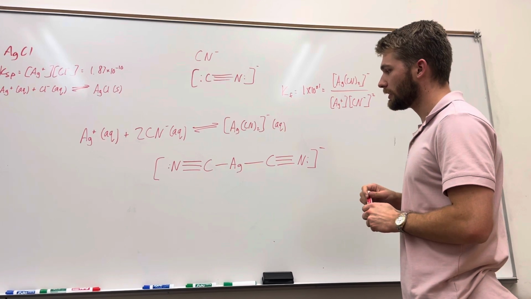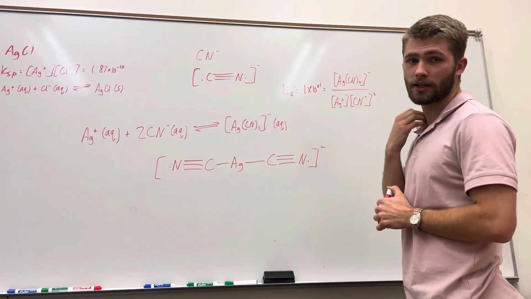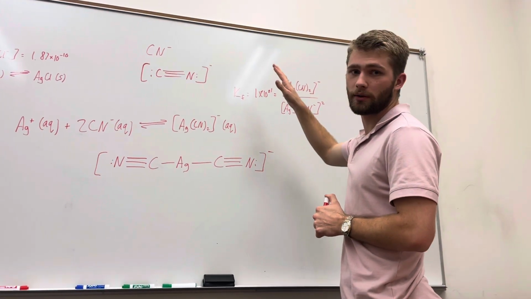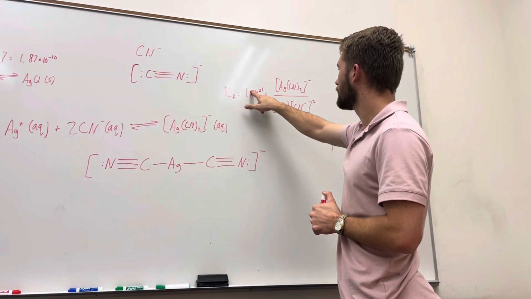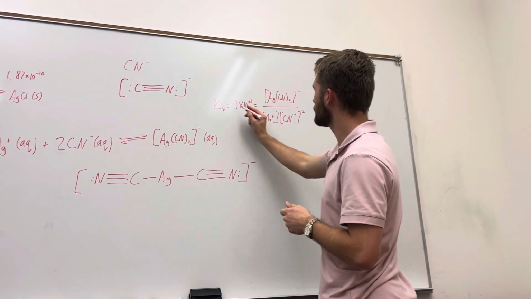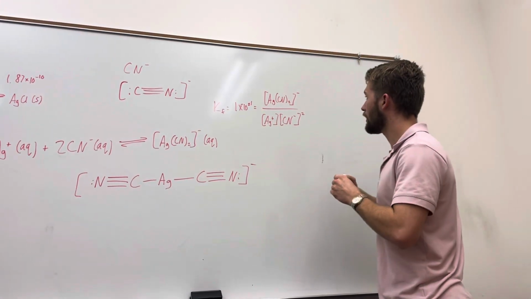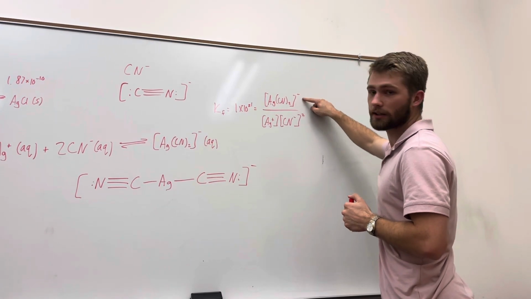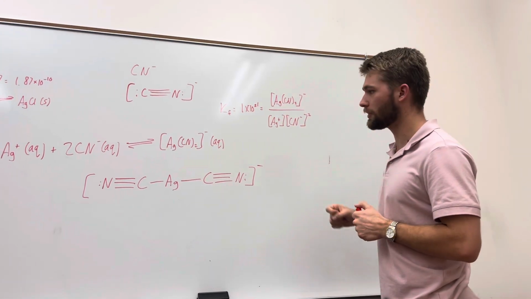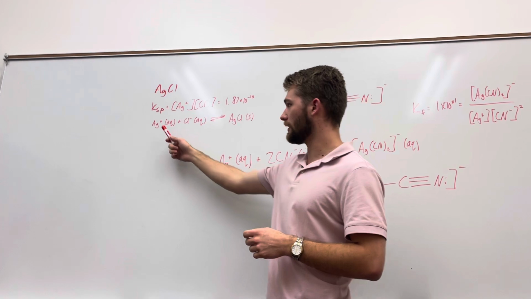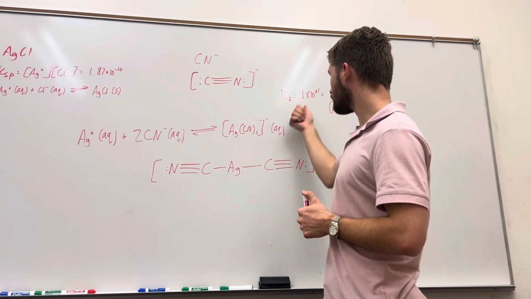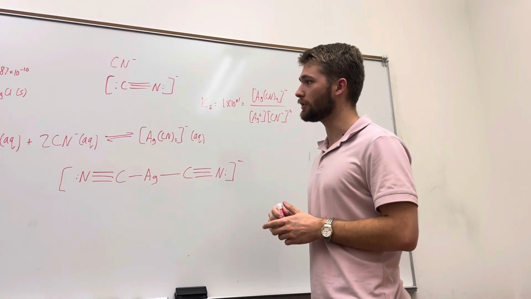Now, similar to solubility products, you can determine the formation constant at equilibrium. For the silver cyanide complex ion, it's actually 1 × 10²¹. So the concentration of the silver cyanide complex ion, divided by the concentration of silver and cyanide, is this huge number. So any of the free silver ions in the solution are going to be complexed by cyanide. Because this is so high, all of them are going to be used up.